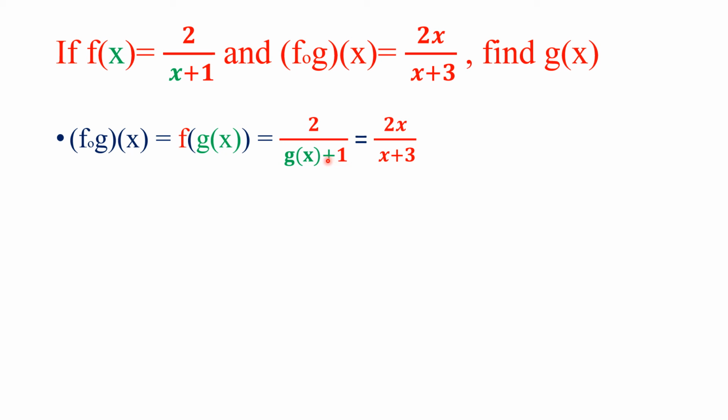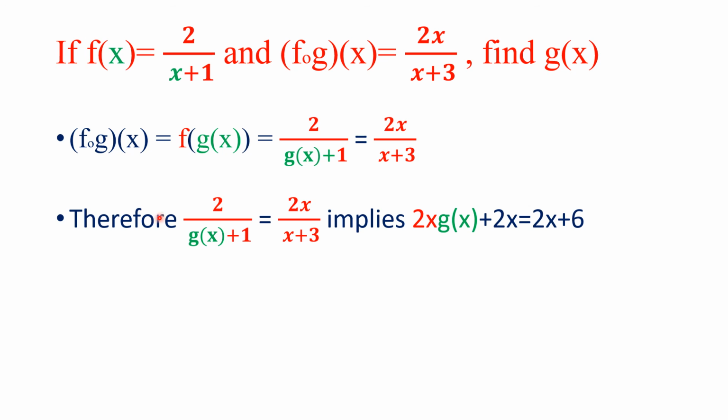But also the composite function is equal to 2x divided by x plus 3. So we can see it's right here. The only thing that we have to do now is solve for g of x. To do that, we can say that 2 divided by g of x plus 1 equals 2x divided by x plus 3. If we cross multiply, it implies that 2x g of x plus 2x equals 2x plus 6.